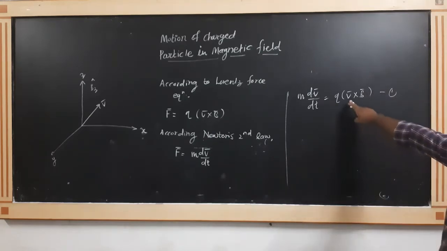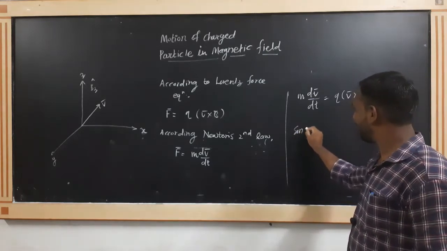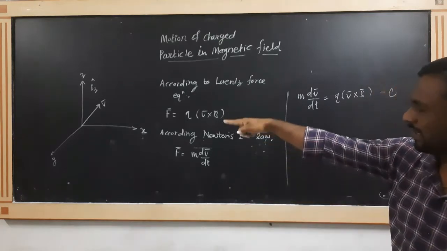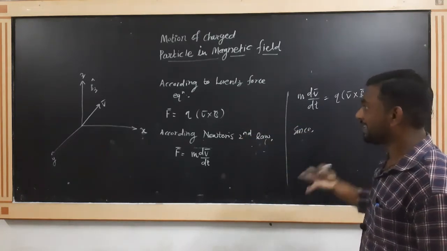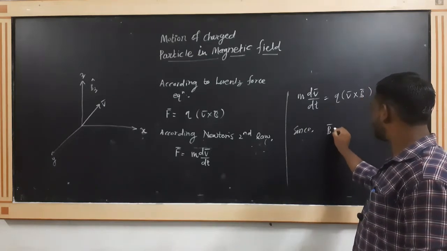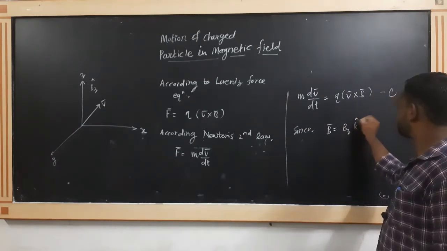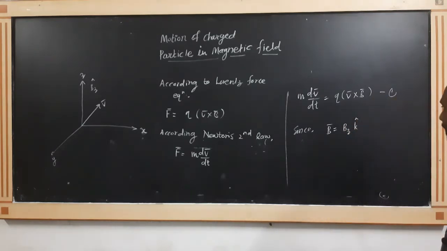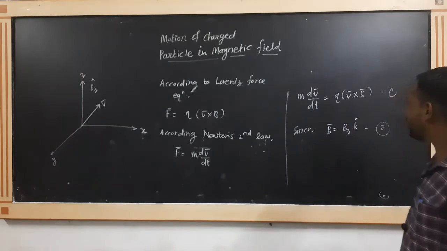So what is the velocity and what is B? The magnetic field is applied in the z direction. So B bar is equal to Bz k cap, where this k cap denotes the direction of the magnetic field. So this is equation 2.